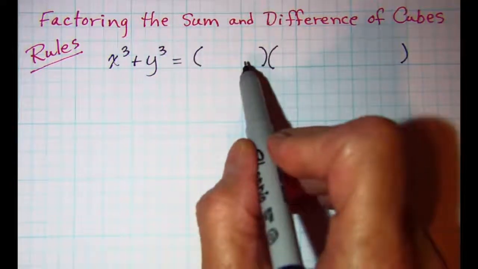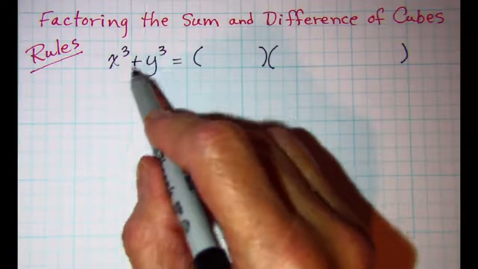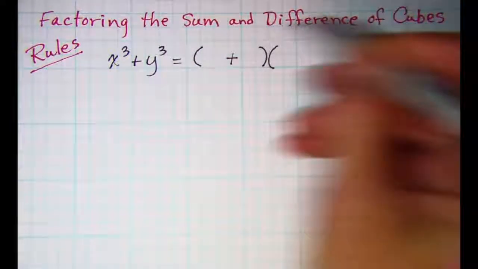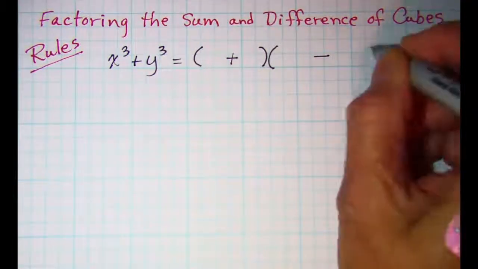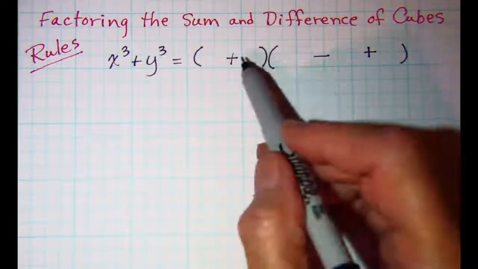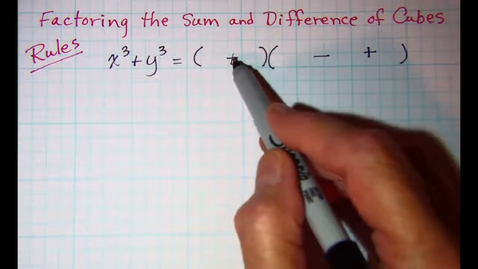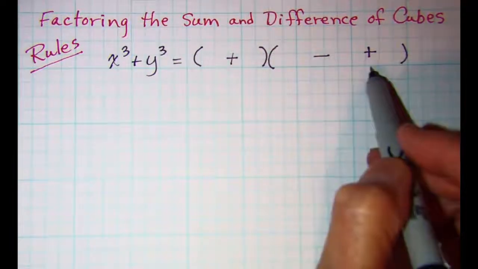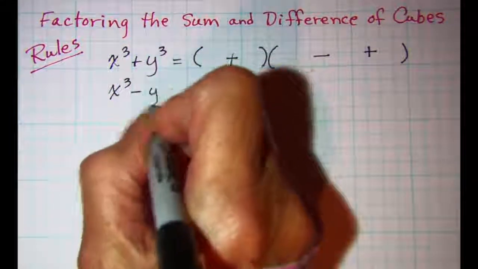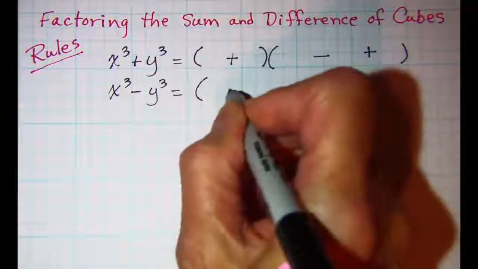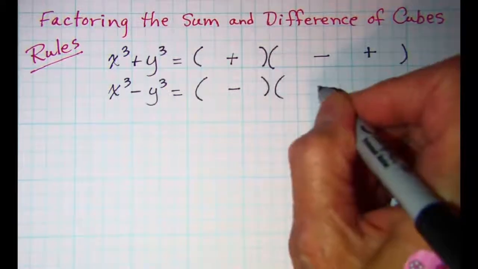Our binomial will have a plus sign in between the terms because I have a plus here. And then the operations in the trinomial are minus and plus. It's always this way. If it's the sum of two cubes, you'll always have a plus in the front and then a minus plus. If you have the difference of cubes, your binomial will be a subtraction, and then the trinomial will both be pluses.